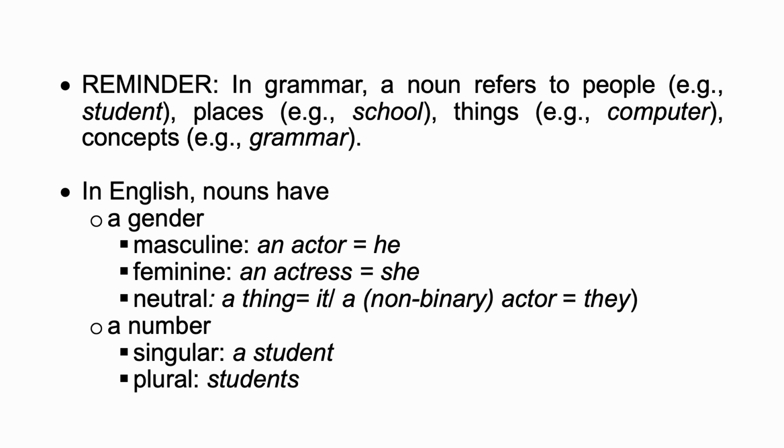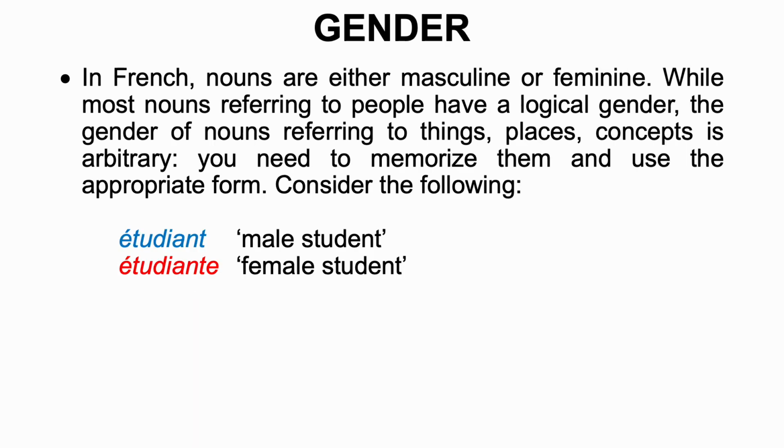In English, nouns have a gender, either masculine, like an actor, replaced by the pronoun he, feminine, like an actress, usually replaced by the pronoun she, or neutral, like a thing, usually replaced by the pronoun it, or a non-binary actor, usually replaced by the pronoun they. Nouns also have a number, that is either the singular, for instance, a student, or the plural, for instance, students.